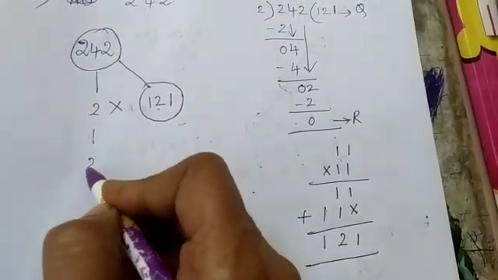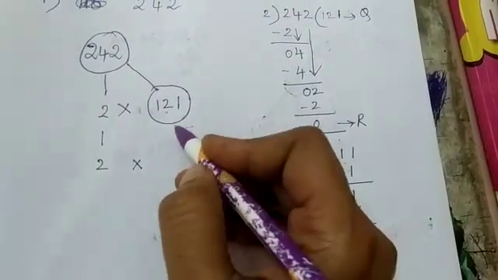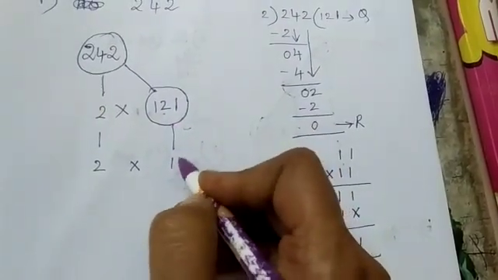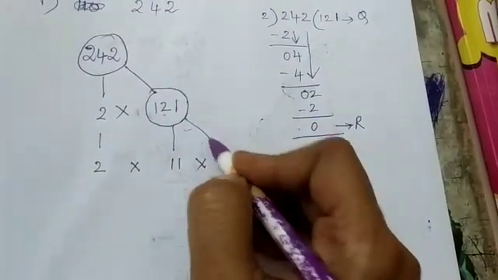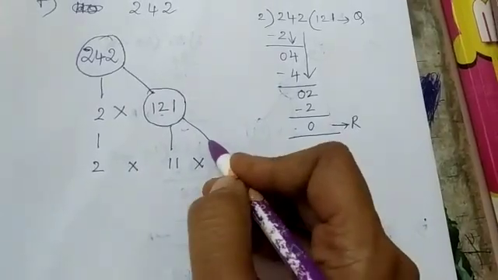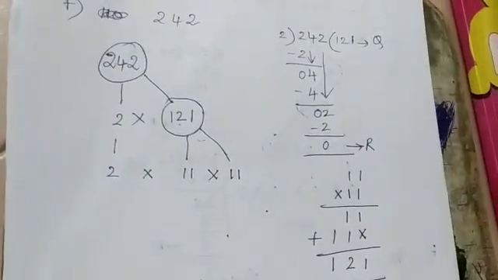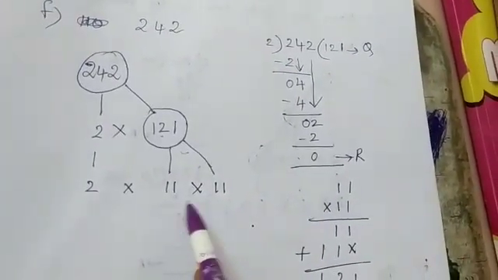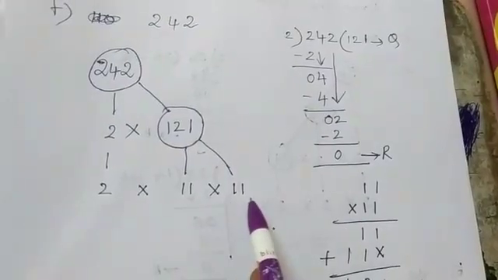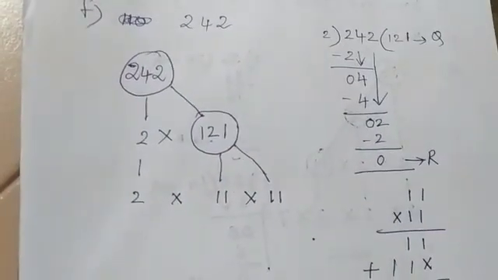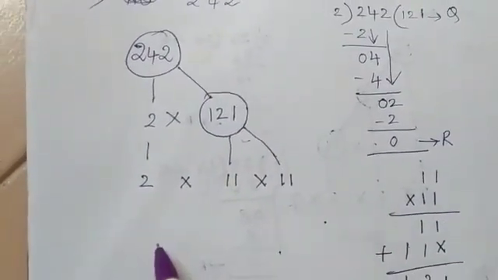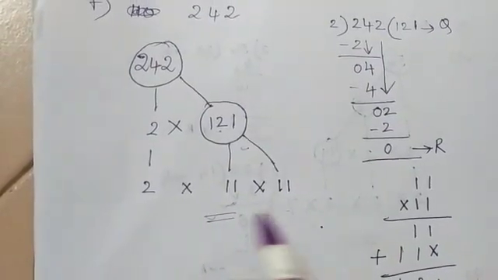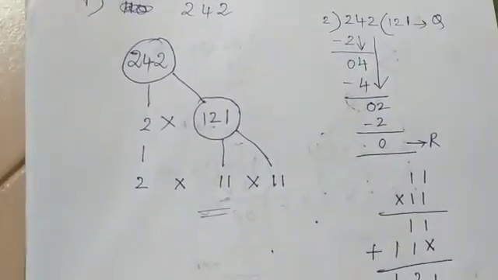So all of you remember this, children. Okay, 11 into 11. Is 11 a prime number? Yes or no? 11 has only 2 factors, those are 1 and itself. So 11 is a prime number. So this is our answer. Understand?